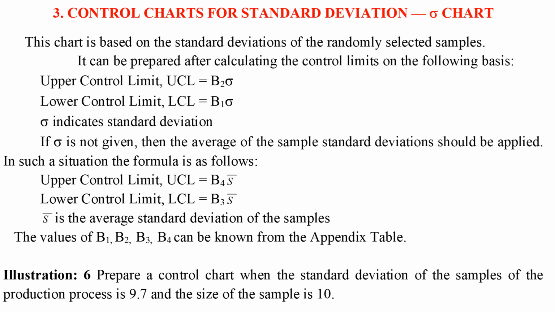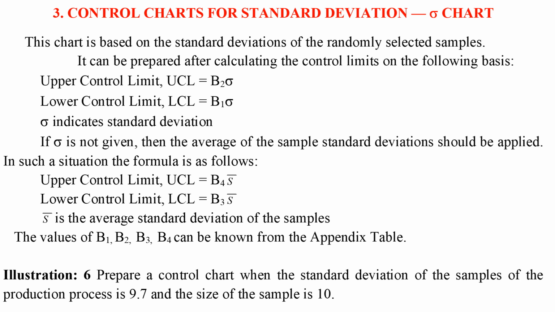If small sigma is not given, then the average of the sample standard deviations should be applied. In such a situation the formula is as follows. Upper control limit, UCL equals B4 S bar. Lower control limit, LCL equals B3 S bar. S bar is the average standard deviation of the samples. The values of B1, B2, B3, B4 can be known from the appendix table.